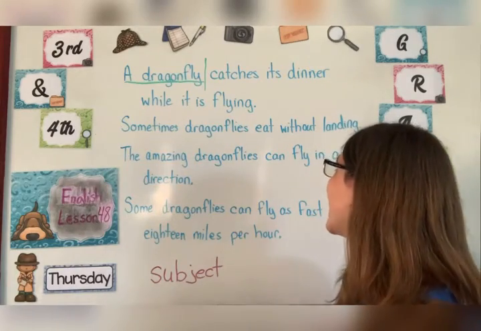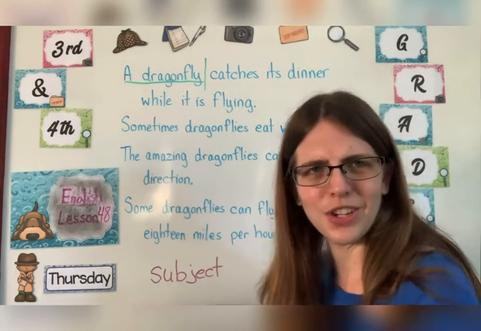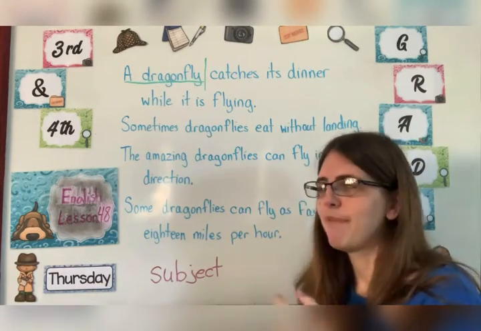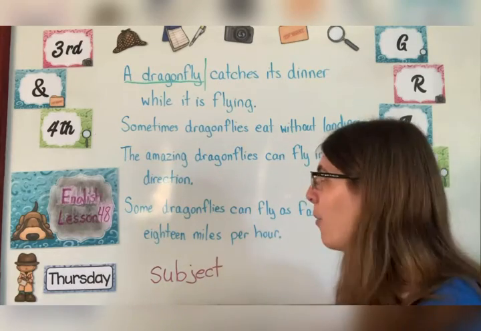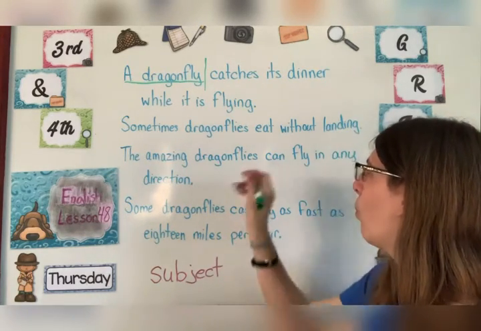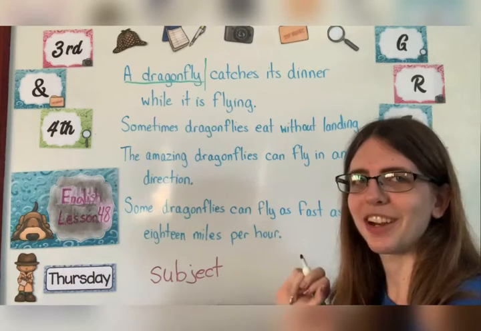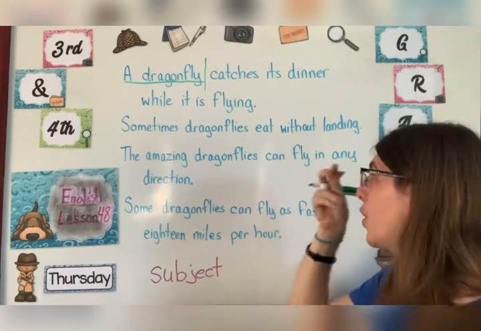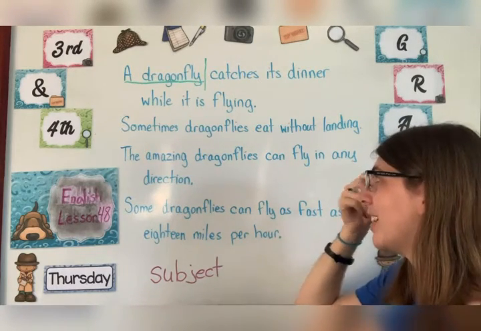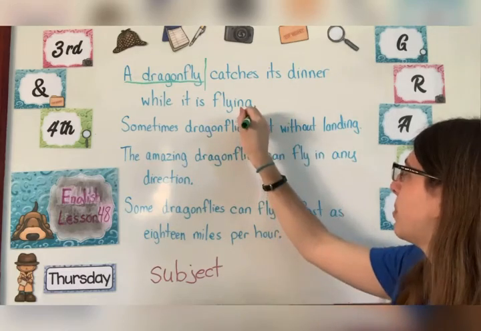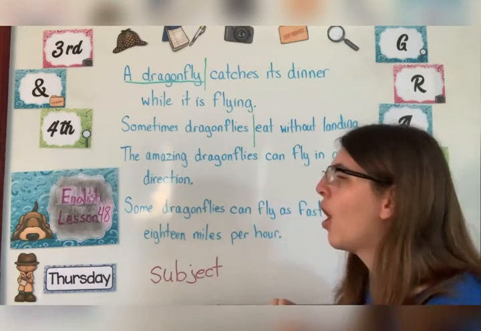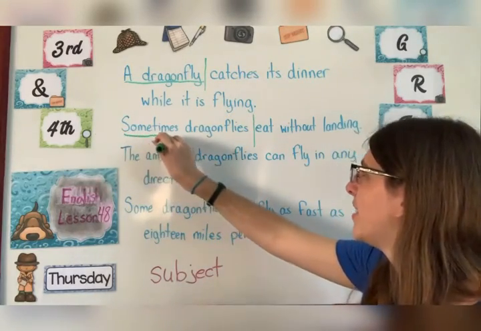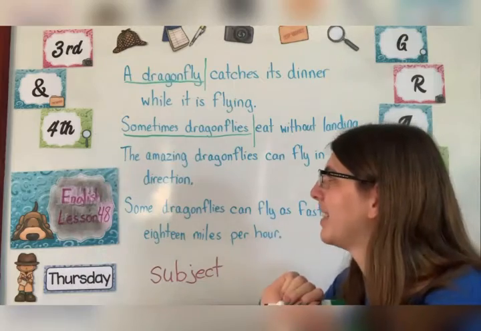All right, let's do the next one. Sometimes dragonflies eat without landing. Can you imagine that? If you were running and eating while you're running? Maybe while you're walking, but my goodness, wow. So what happened? What's the action here? Eat. Who or what is eating? The dragonflies. So we're going to split it right here at eat. So who or what is doing the eating? The dragonflies. So this is the subject part, sometimes dragonflies.